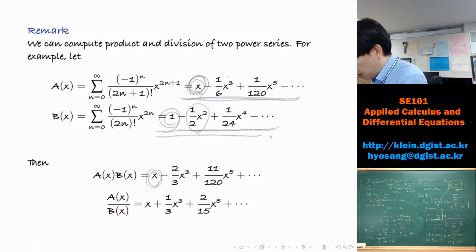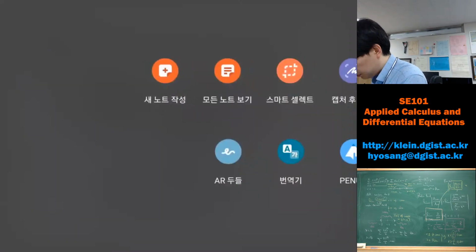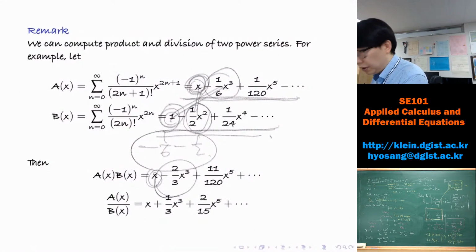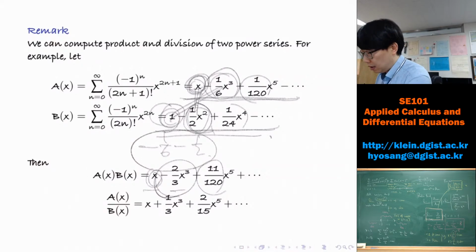Degree 3 is obtained by multiplying these two, and these two. So this is the result of minus 1 over 6 minus 1 over 2, and so on. Usually you cannot find a general formula for the coefficient of a product of series. You can only find the first few terms by brute force, multiplying two polynomials and trying to find the first few terms of the product of power series.